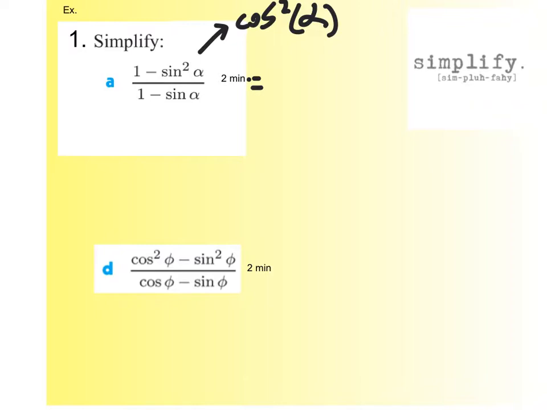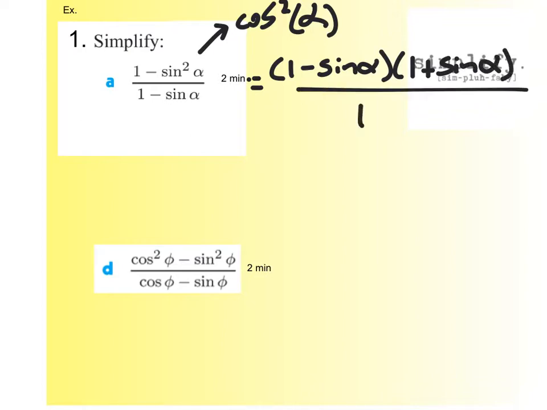So, with that being said, this is also a difference of 2 perfect squares. Square root of 1 is 1. Square root of sine squared is sine. So I have 1 minus, 1 plus. And look at that, we're going to get some cancellation. So it looks like our answer would be 1 plus sine alpha.